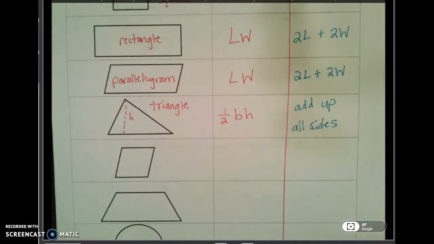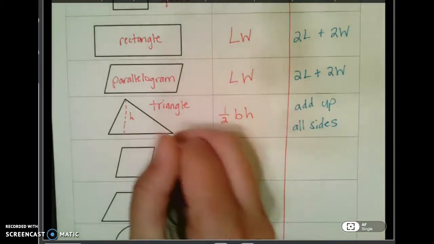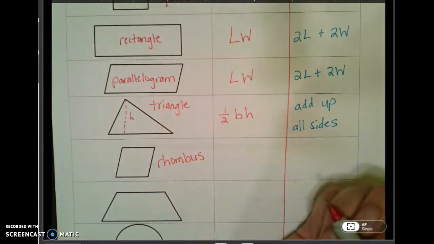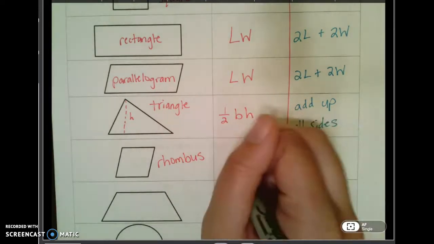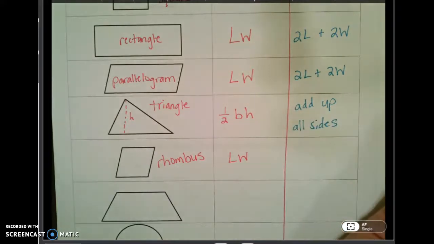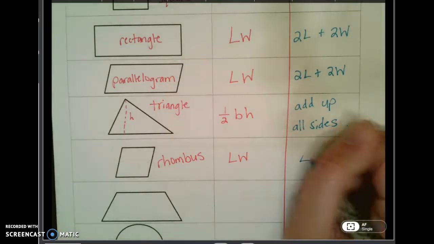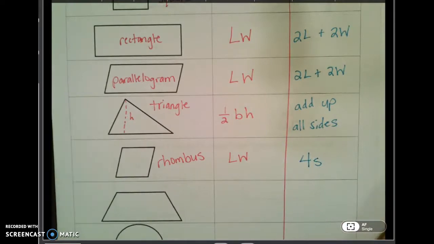Our next shape is a rhombus. Kind of looks like a slanted square. In order to get the area of a rhombus, length times width. Notice most of these are length times width, pretty easy to remember. And then in order to get perimeter, for a rhombus, all my sides are the same. So just like the square, 4 times my side, whatever my side is. It's just 4 of them.